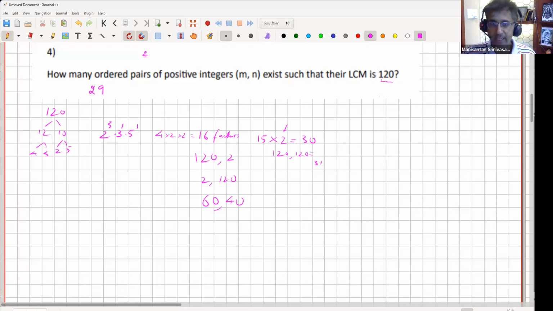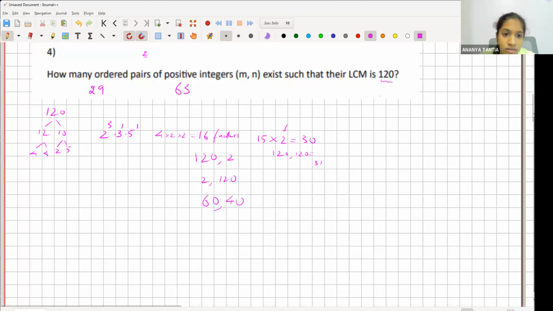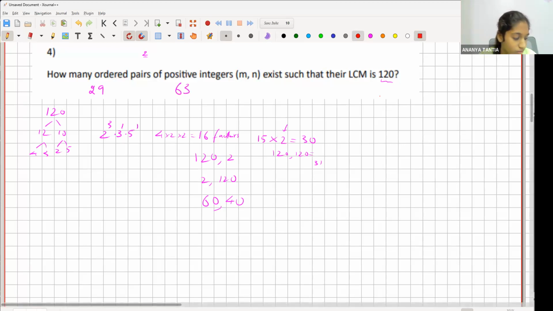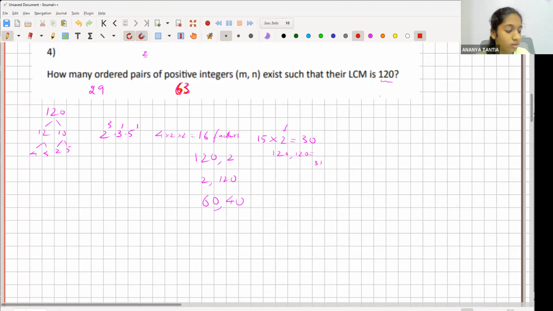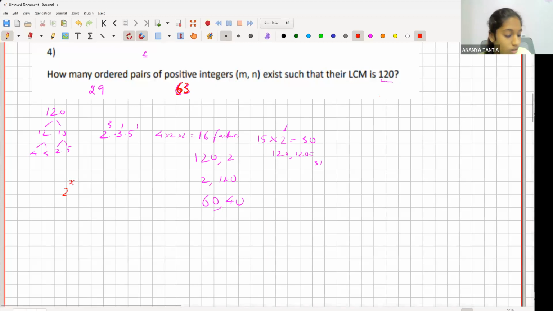Anyone else with any other answer? I got 63. 63? Okay. What was your logic? So for each of the numbers m and n, I took 2 to the power x, 3 to the power y, and 5 to the power z. And for n, I took 2 to the power a, 3 to the power b, 5 to the power c. So x and a have to be less than or equal to 3.